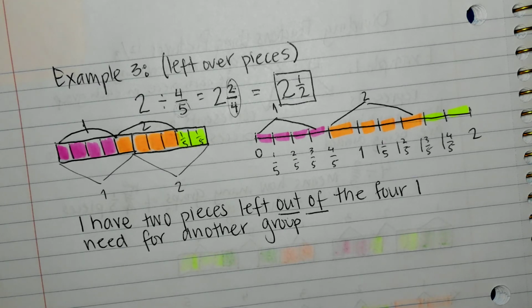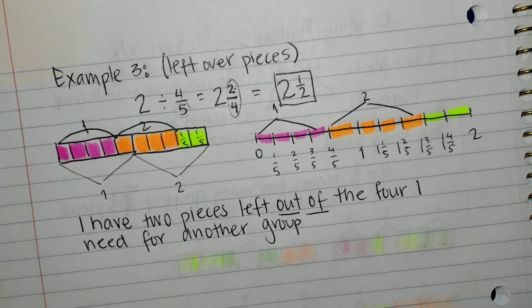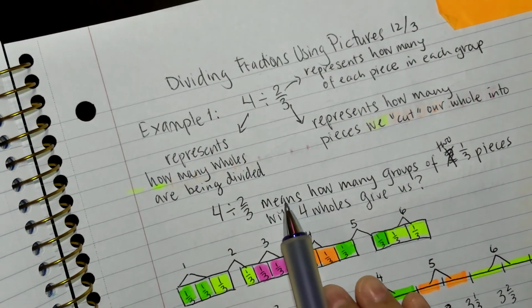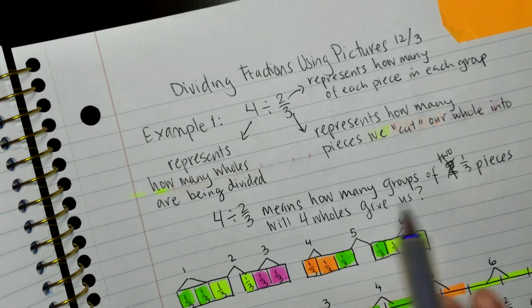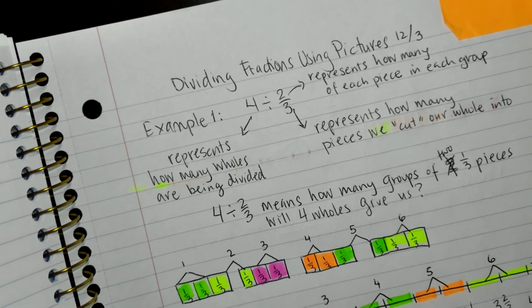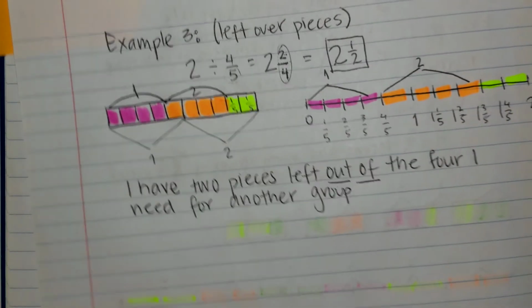Okay, so it's super important that your leftover is not 2/5. It's not 2/5 because technically that's what it's worth. But remember, you're making groups. That's what the question is asking. And I can go back here and it says it means how many groups of blank will blank holes give us? How many groups? Not what the pieces are worth.